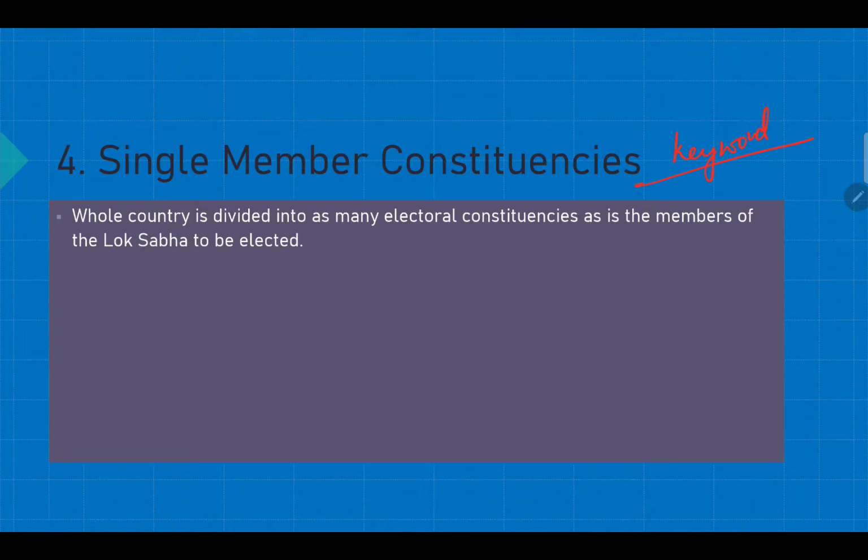So single member constituencies means the whole country is divided into many electoral constituencies as members of Lok Sabha are to be elected. So the whole country, India, is divided into different constituencies, right? And each constituency has its own member that is elected for contesting Lok Sabha election. This can be 1, 2, 3, 4, 5, 6, 7, 8. Numerous people can be elected.